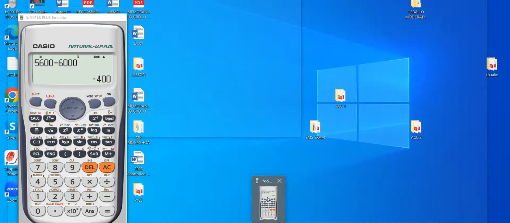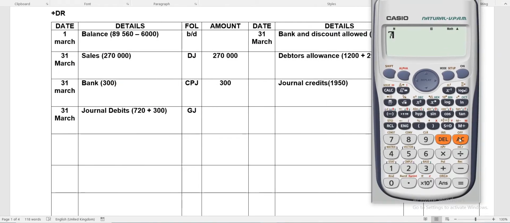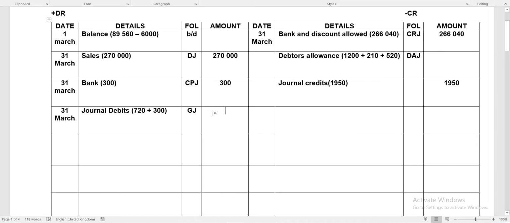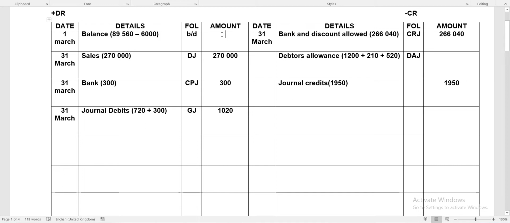We will say 720 plus 300, which will give us 1020. So we'll therefore write that 1020 here. And then next we can check our correct balance. So 89,560 minus 6,000 will give us 83,560. So that is the final amount. Okay, so it's fine, we have recorded it correctly.